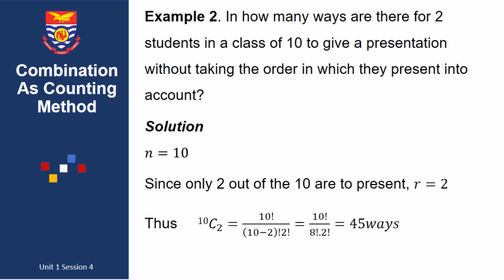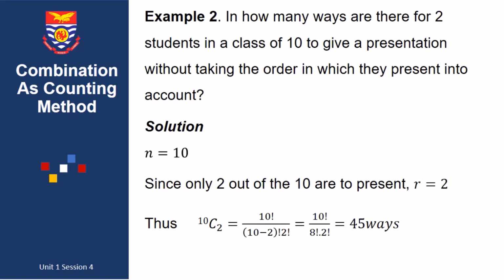In how many ways are there for 2 students in a class of 10 to give a presentation without taking the order in which they present into account? Remember, we have this example under permutation, and you saw the way we dealt with it. Here, the order is not necessary. So clearly this gives us a picture that this is a question of combination but not permutation.